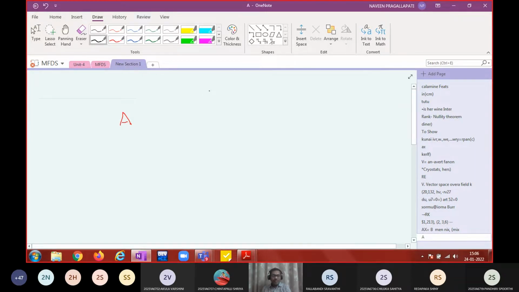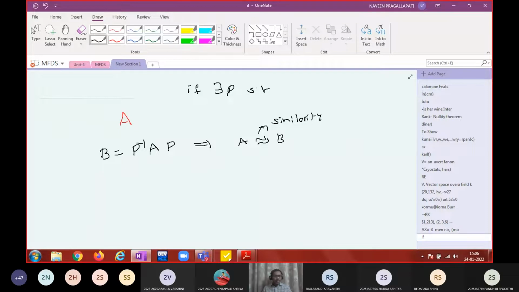And if there exists P such that B equals P inverse AP, then we say these two are similar matrices. Then we say A is similar to B. Similarity. A and B are said to be similar matrices.